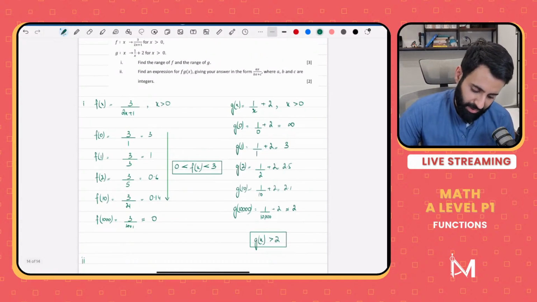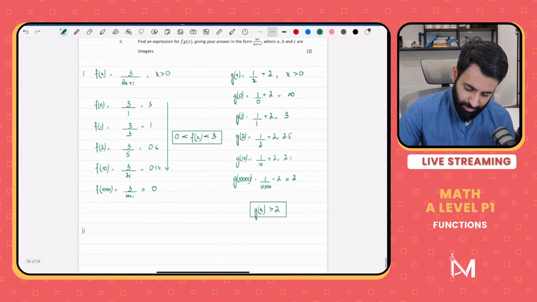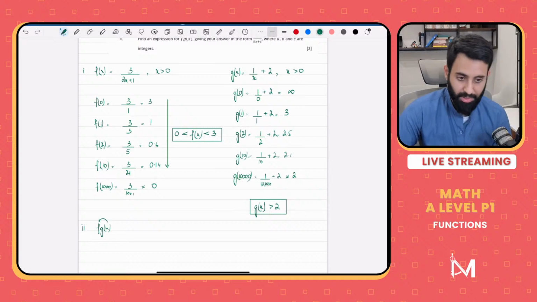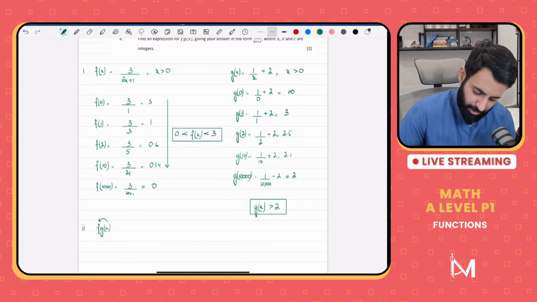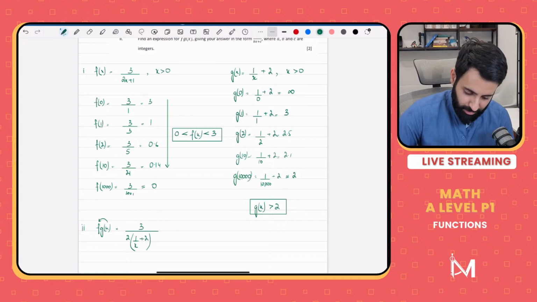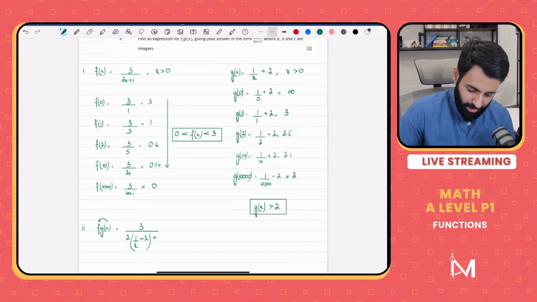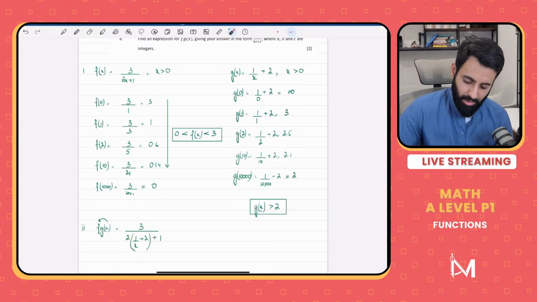The second part says, find an expression for f of g of x. So f of g of x means that we're going to plug in function g in function f. So how do we do that? Here's how we do it. 3 upon 2 into 1 upon x plus 2. In place of x, we have function g. And don't forget the plus 1 from before. So in place of 3 over 2x plus 1, in place of x, we have 1 upon x plus 2, which is basically the function g.